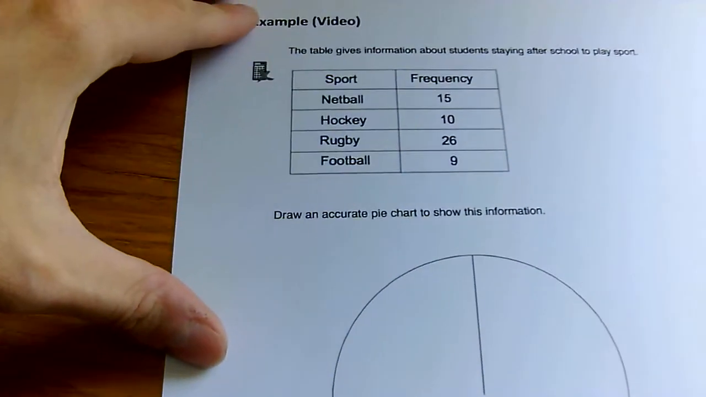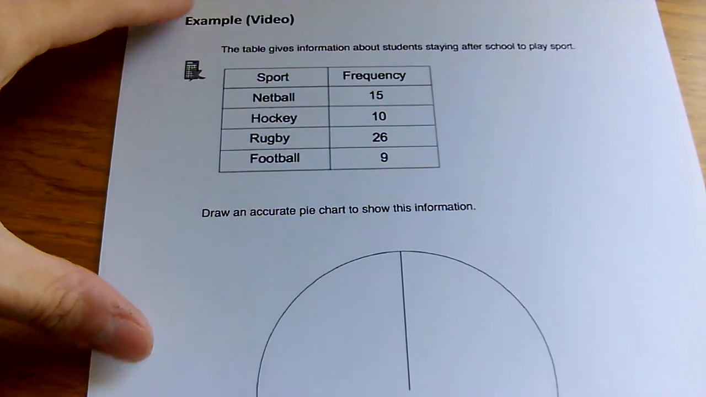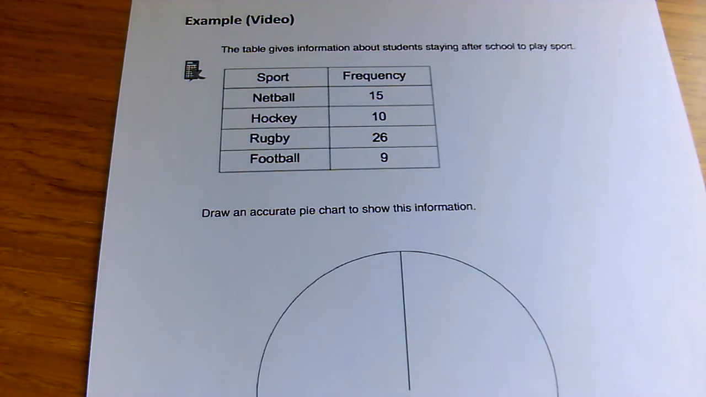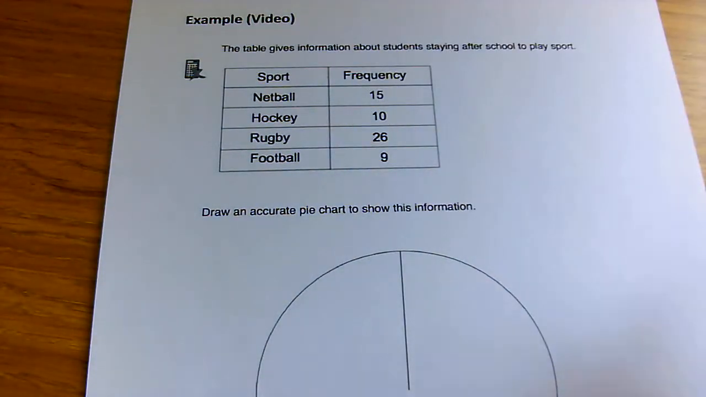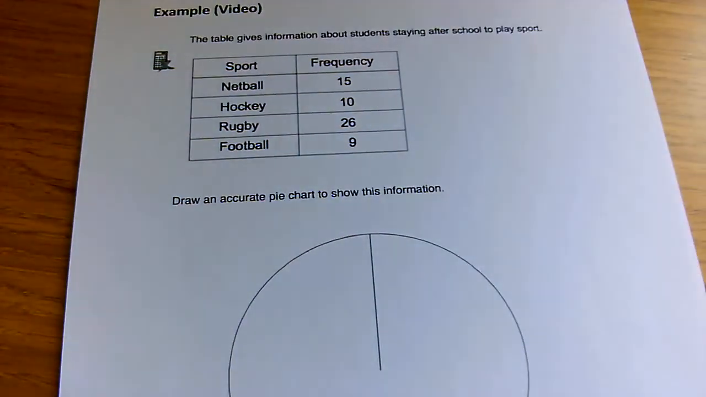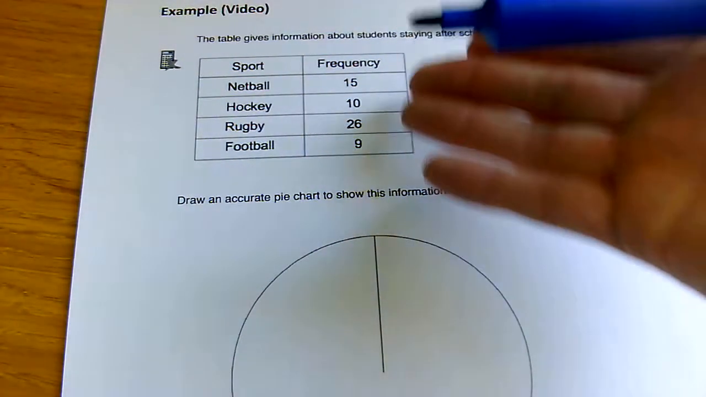Let's look at that on a more complicated example, and you'll see this on the set of questions that you've got on the document. So here we're trying to put some students on a pie chart, and the pie chart is showing the sports they play after school. I presume it's their favourite. Maybe they don't like it, but these are the sports they play after school. So here's a table.